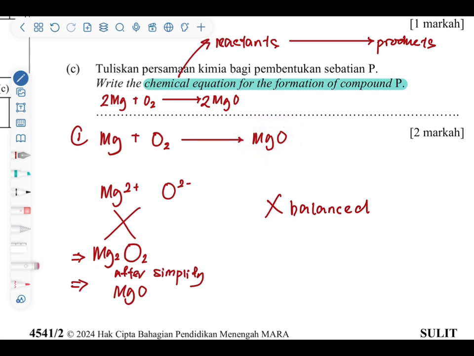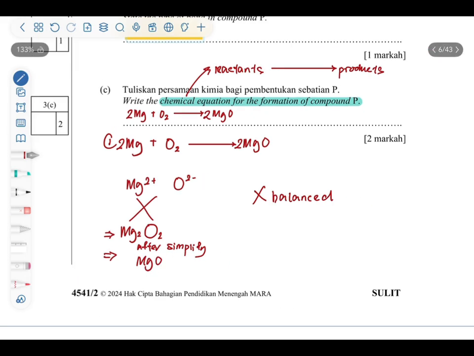So in order to balance it, this is 2, this is 1, only 1, so we have to put another 2 over here. So now our oxygen has already balanced, but now the problem is we have 1 Mg in front but 2 Mg at the back. So we will need to put another 2 in order to balance the equation. So this is how we are going to balance the chemical equation.